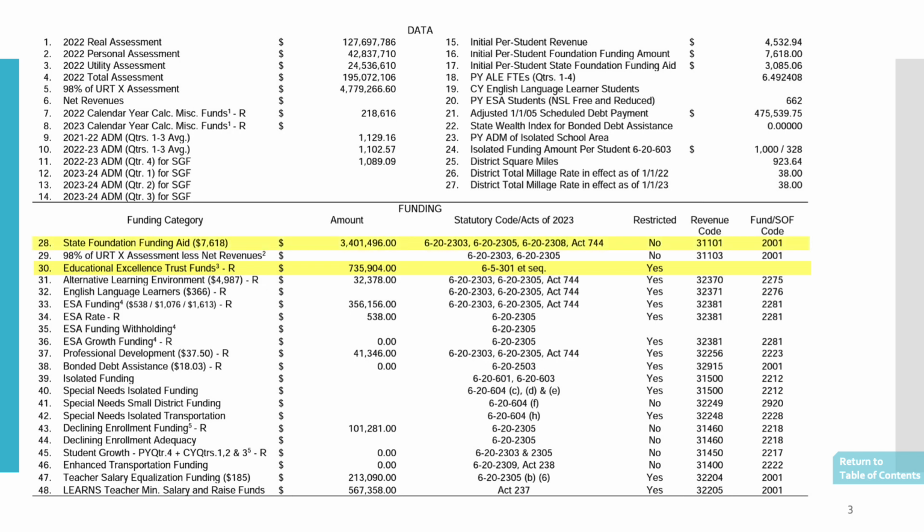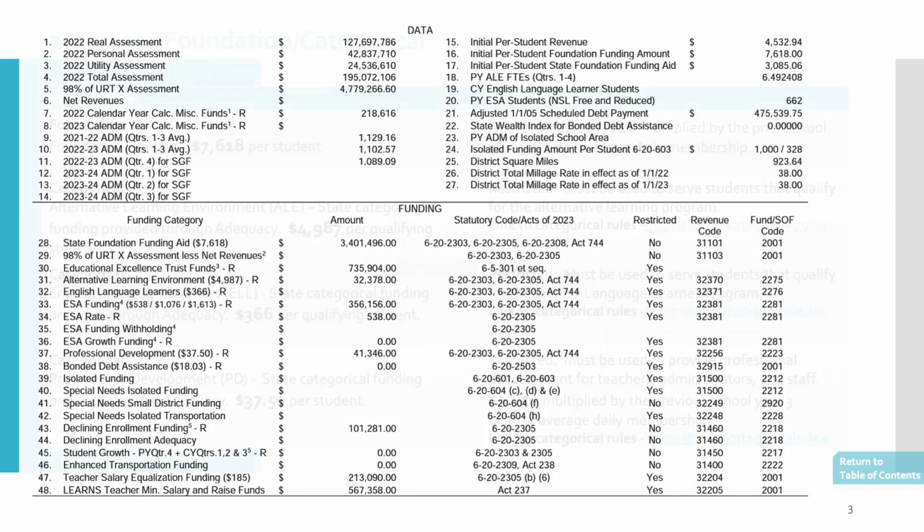So that can be confusing or misleading. So if you run across your district state aid notice and you think, hey, we're going to get 3.4 plus $735,000, just know that that is why. So we don't want to be misled.